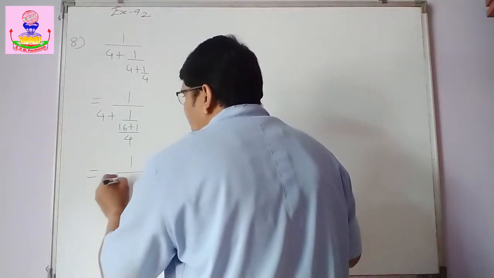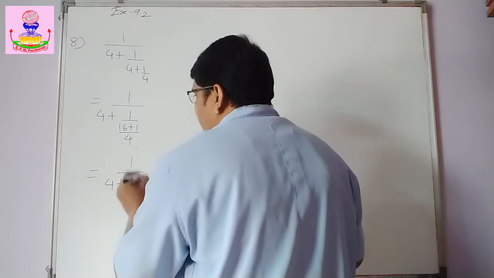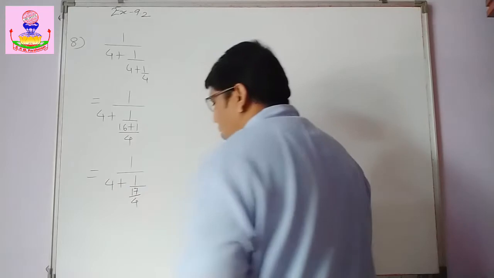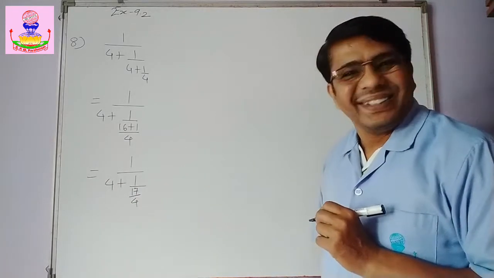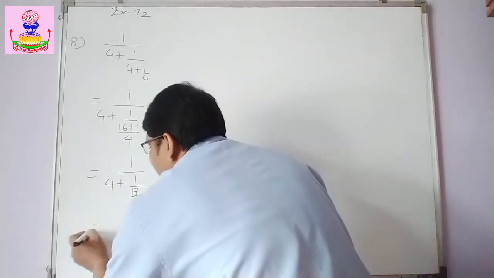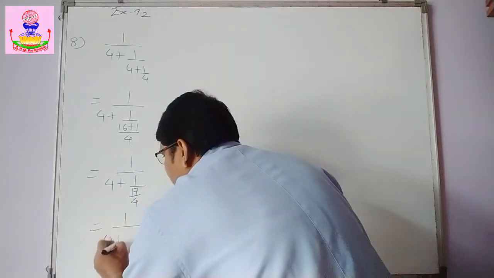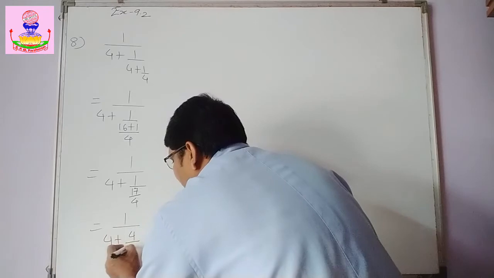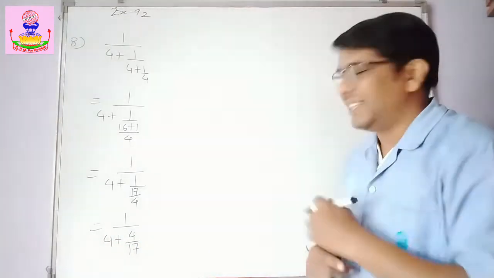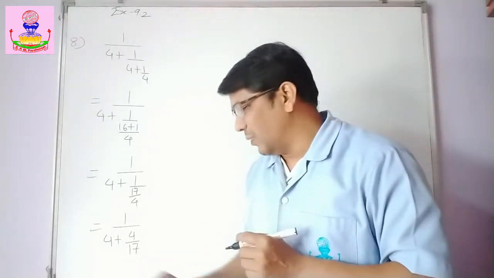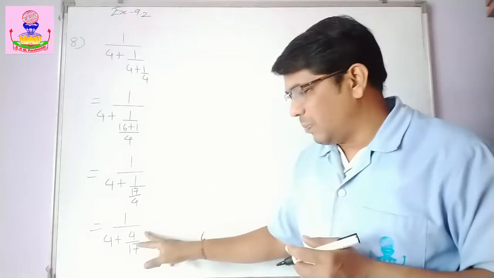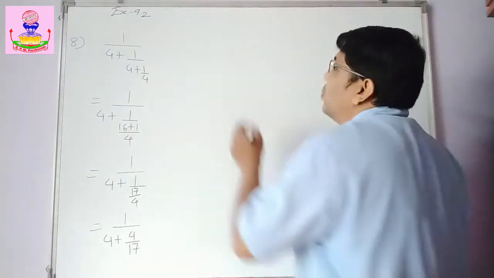So 1 upon 4 plus 1 upon 16 plus 1, 17 upon 4. Okay. Now this will get inverted. So that is 1 upon 4 plus 4 upon 17. Again go for equalization. 17 4s are how much? 68. 68 plus 4, 72.